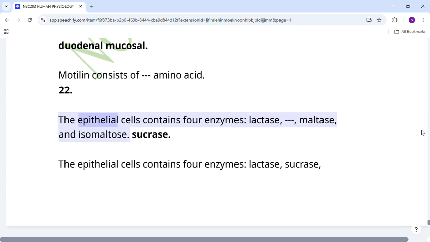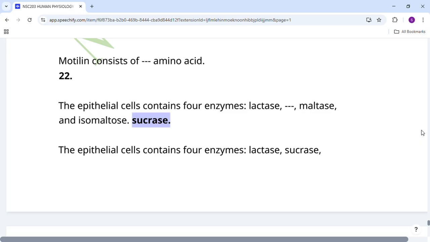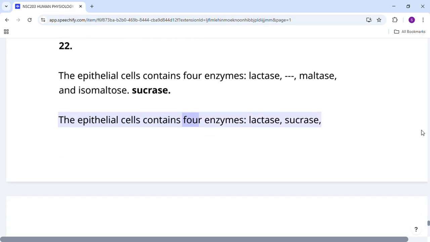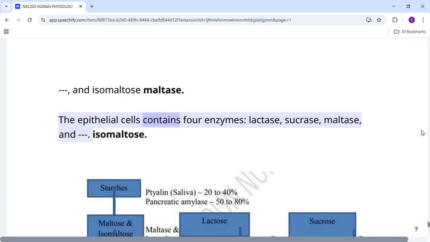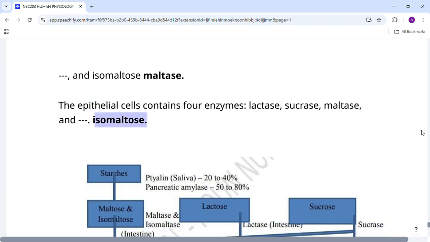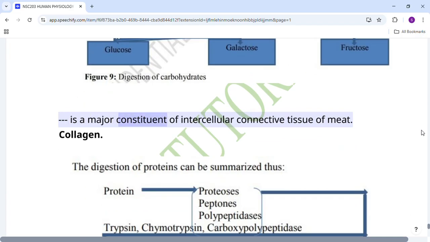Motilin consists of 22 amino acids. The epithelial cells contain 4 enzymes: lactase, sucrase, maltase, and isomaltase.